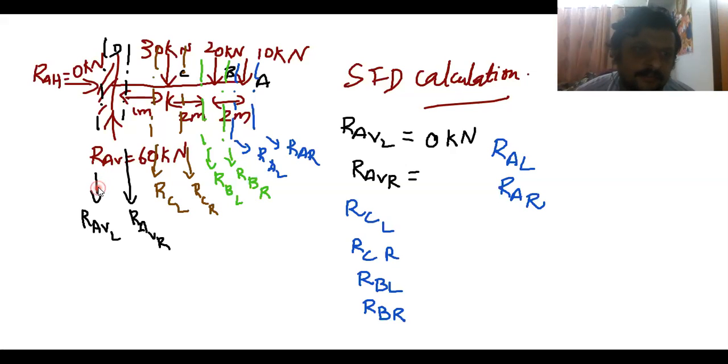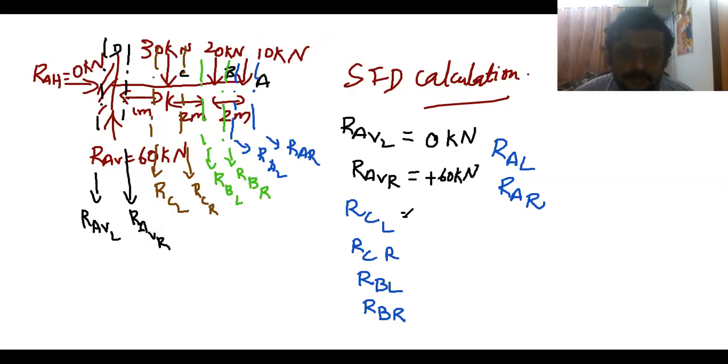Similarly, if I place my hand at RAVR, I have placed my hand here, RAVR here. If I place my hand here and view to the left, what is happening to the left? The force is going up. If the force is going up, what is the sign convention? I have told already, plus 60. So directly I'll write plus 60 kilonewton.